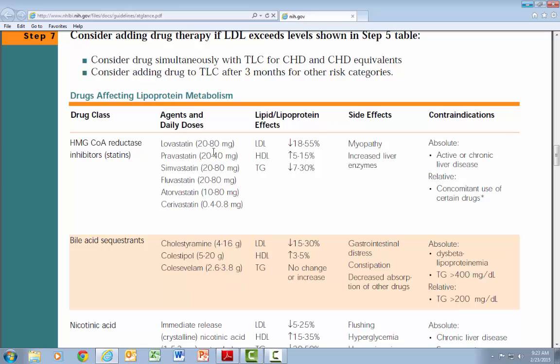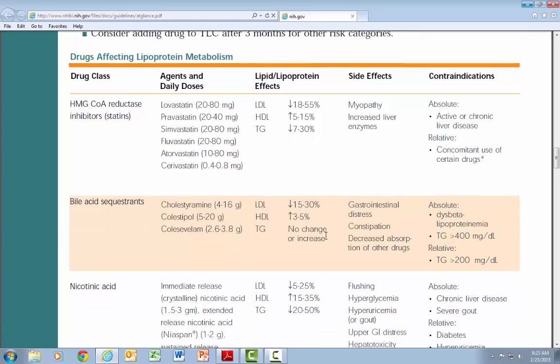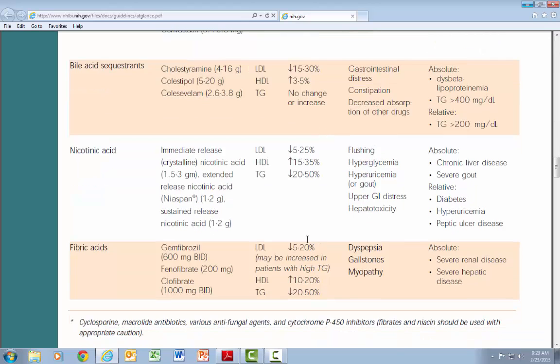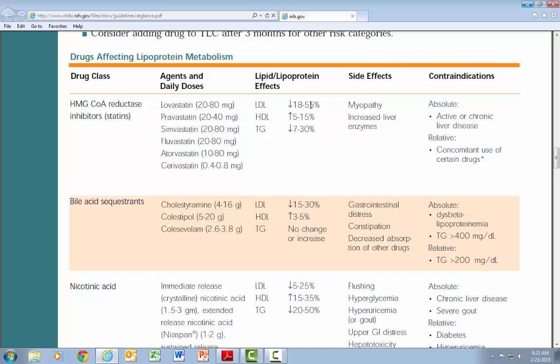If you look, statins reduce LDL by 55%, compared to bile acid sequestrants, 30%, compared to nicotinic acid or niacin, which is 25%, compared to fibric acid, which is 20%. So because statins reduce LDL by 55%, this is the reason why statins are the first line of therapy for all patients to reduce LDL, which is your goal, unless contraindicated.